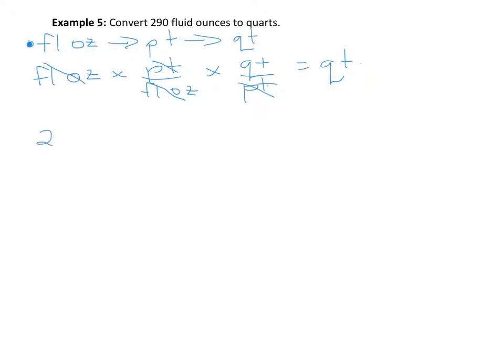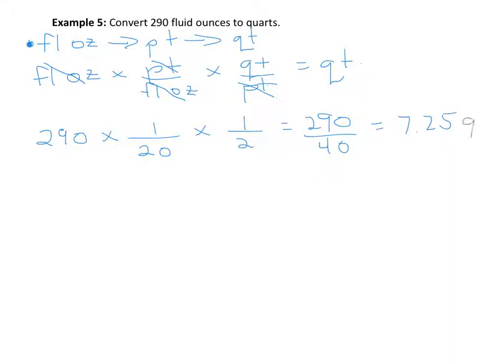So I'm starting with 290. I'm multiplying by 1/20, and I'm multiplying by 1/2 because 1 quart is 2 pints in the equation. So when I multiply my numerators, I get 290. When I multiply my denominators, I get 40. And when I divide with my calculator, I get 7.25 quarts. And that's the end of this lesson on imperial measurement conversions.